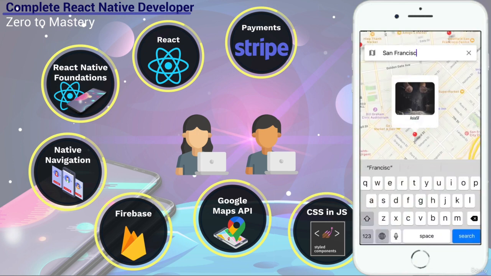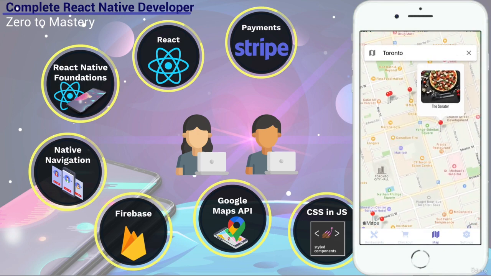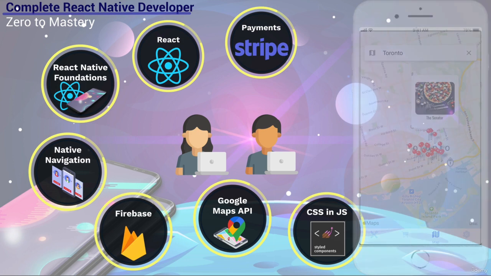so that we can search for restaurants in different locations. And we're gonna use what most apps use in this case, which is the Google Maps API. So you're gonna learn to work with APIs as well.